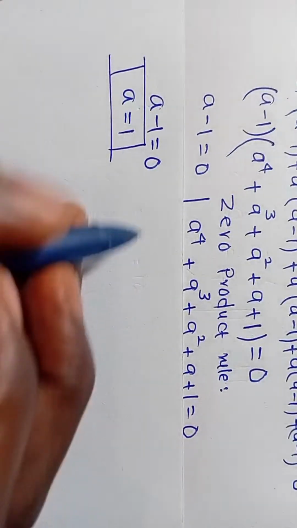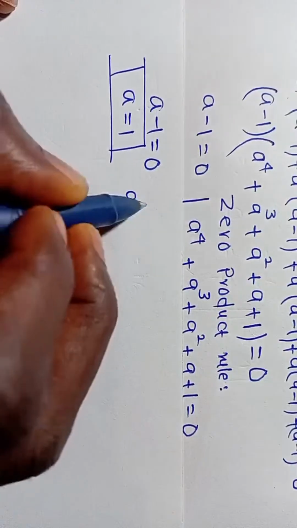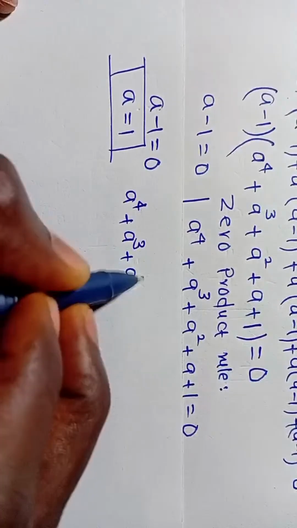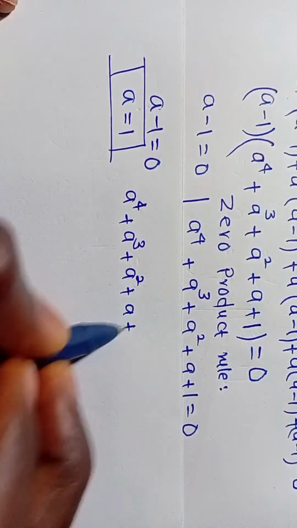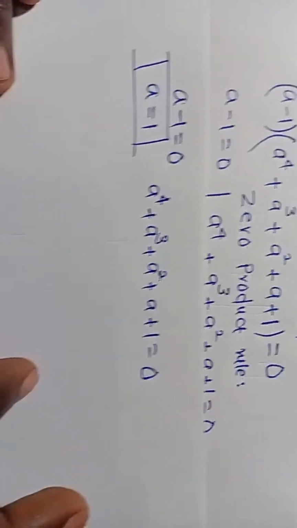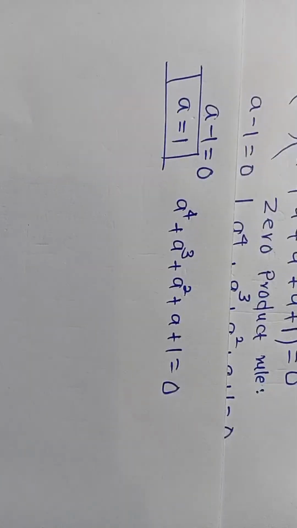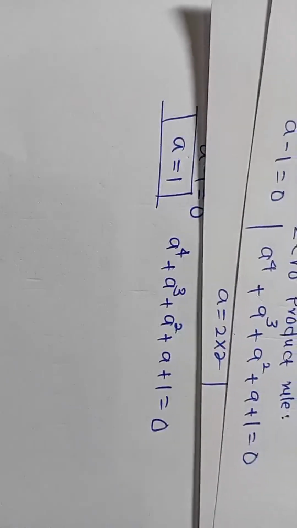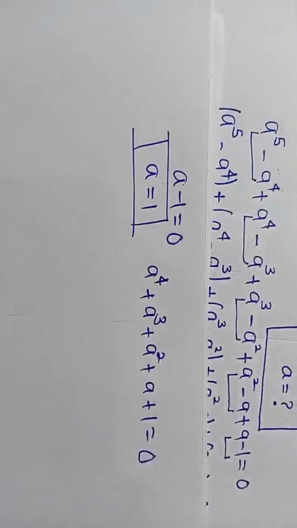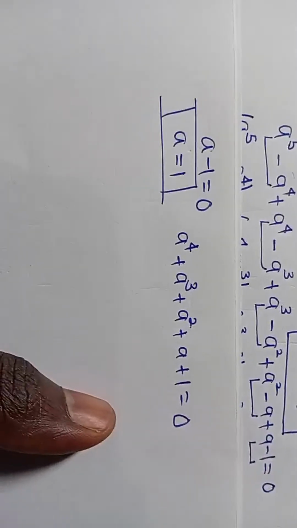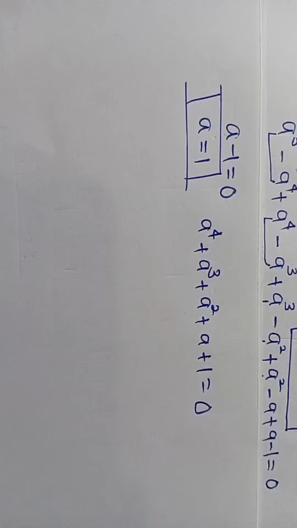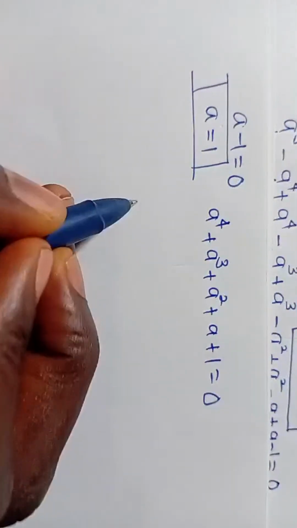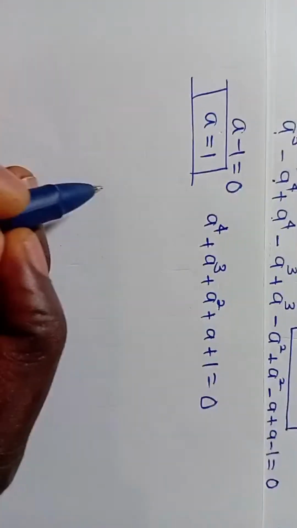Now, the second solution is A to the power of 4 plus A to the power of 3, A squared plus A plus 1 equals 0. So from here, we are expected to have 5 possible solutions for this problem. So now from here, we have to divide through by A squared.